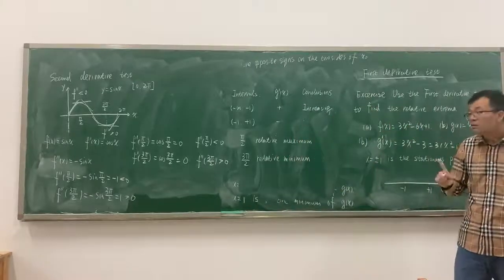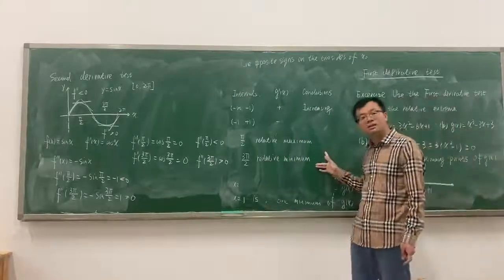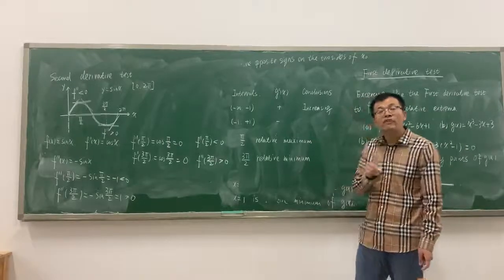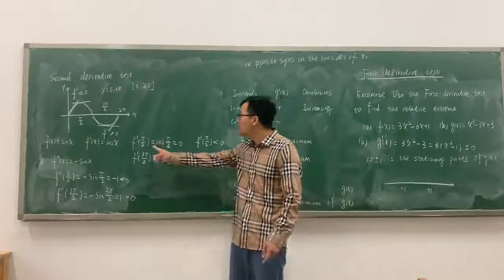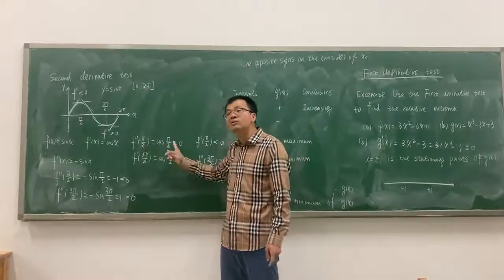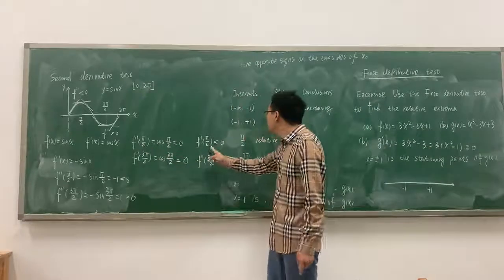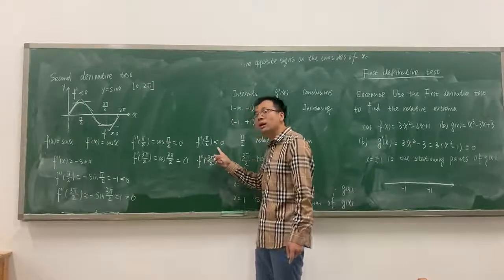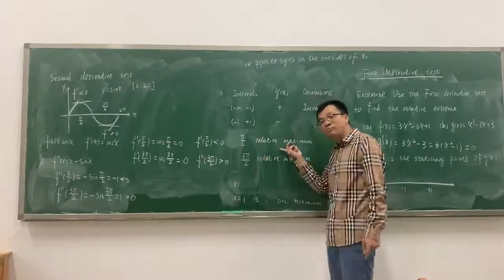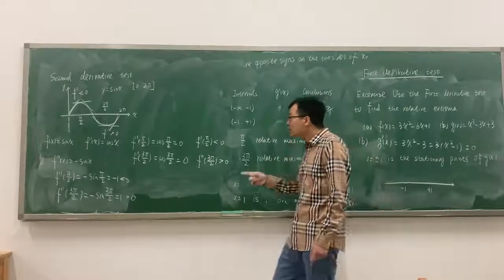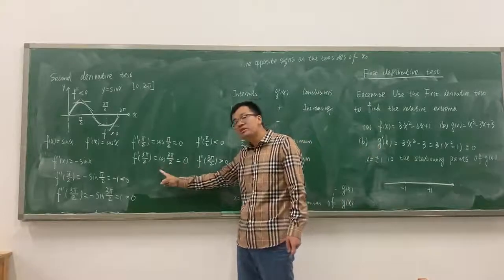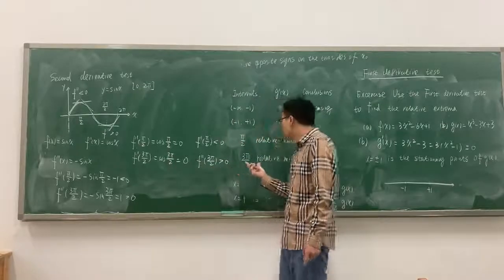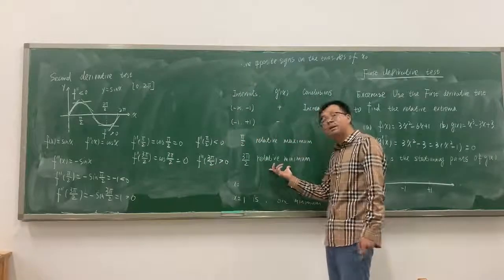So this part is actually the second derivative test. If at a point the first derivative equals 0 and the second derivative at this point is less than 0, then this point is a relative maximum. And if the first derivative equals 0 and the second derivative is greater than 0, then it's a relative minimum.